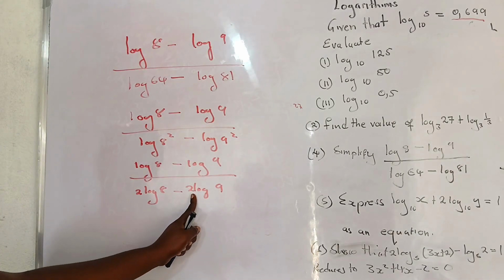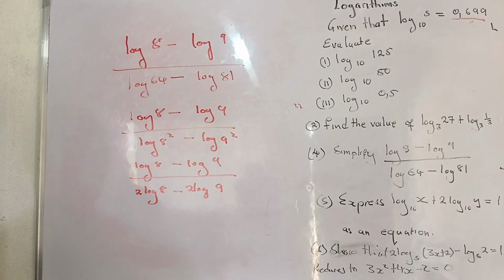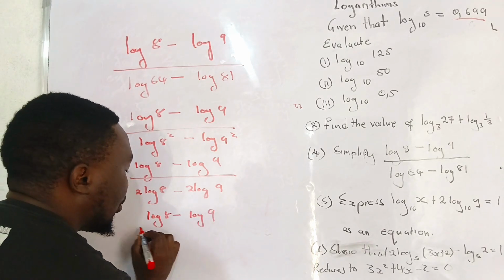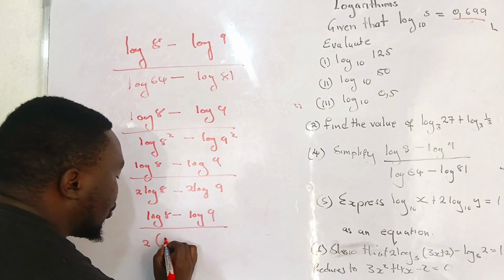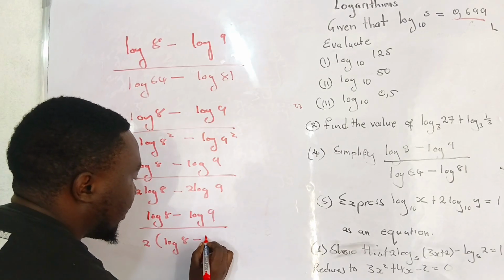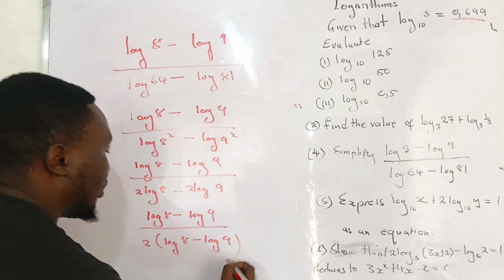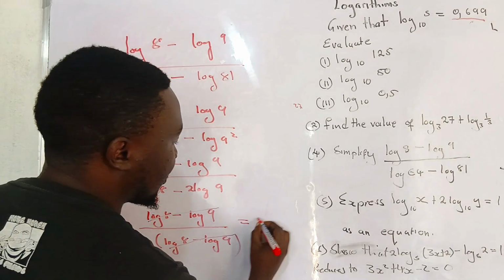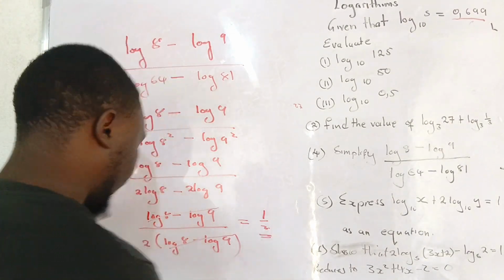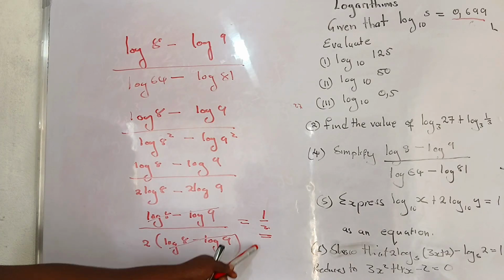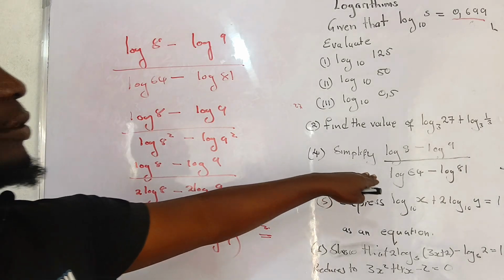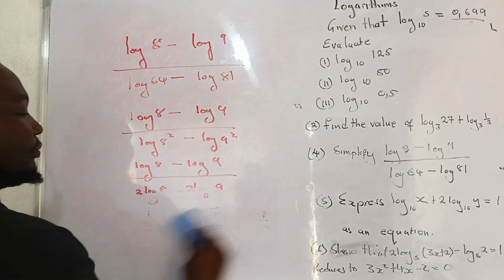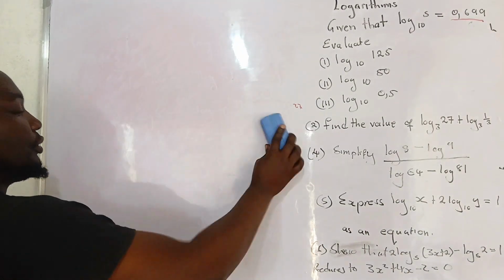Let's remove the 2 by factoring it out, in brackets. So log 8 minus log 9 all over 2 times log 8 minus log 9. So we have log 8 minus log 9 in the numerator and in the denominator, and our answer becomes a half. That is our answer. So we have managed to evaluate this. Let's move on to number 5.